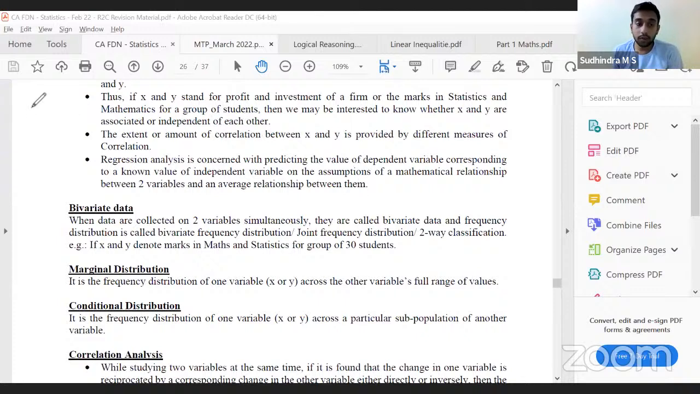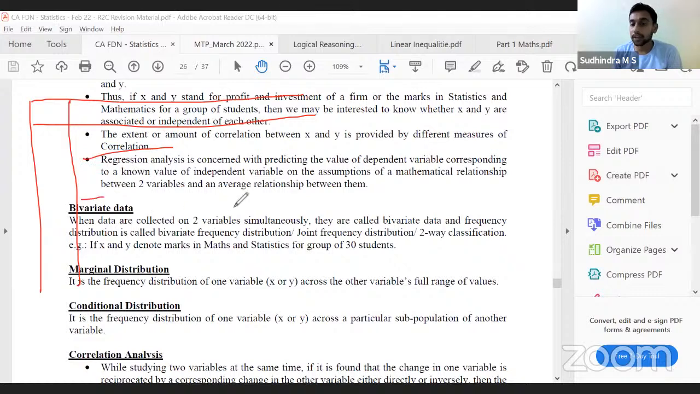On the columnar side, we have one variable, and in the rows, we have the other variable. And in the body, we have the corresponding frequencies of those variables. So this is a bivariate distribution.